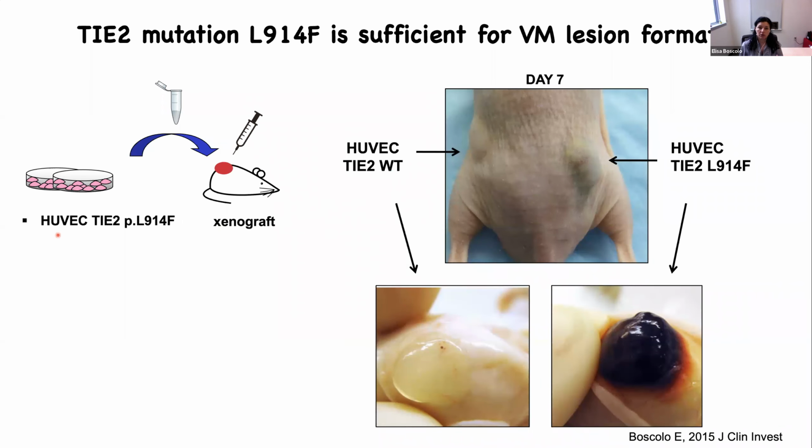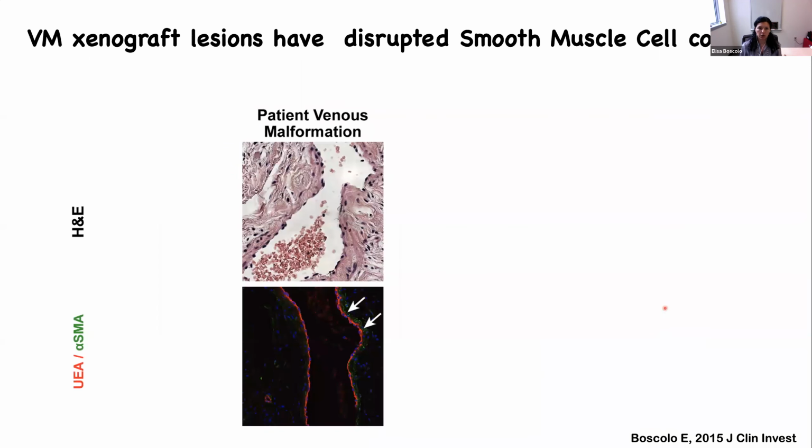We have generated a xenograft. This was earlier than the other project, but in a similar fashion. In this case, we've also used patient cells that I will show you later, but we also use normal HUVECs and engineer them to express the mutant Tie2 receptor. After 7 days, the mutant Tie2 HUVECs form these bluish, highly vascularized lesions. And I want to show you the histology.